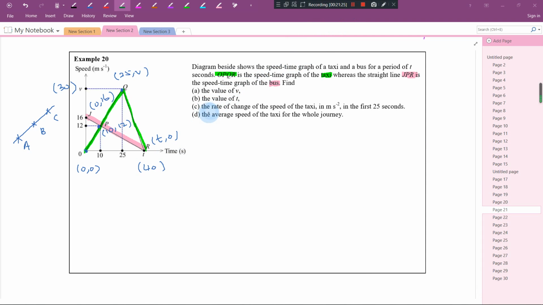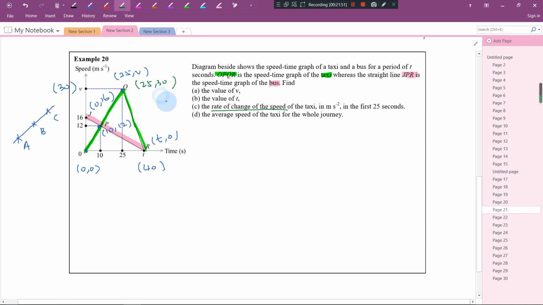Okay, now let's proceed to part C, the rate of change of the speed. Acceleration. This is a speed time graph. If we want to find the rate of change of speed, remember, gradient. So in the first 25 seconds, which is over here, this 30 means that this is 25, 30. So we just find the gradient over here.